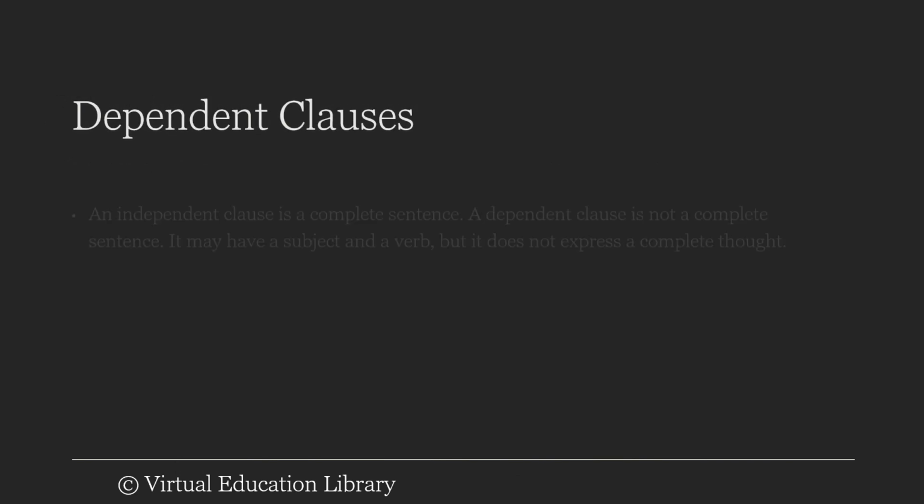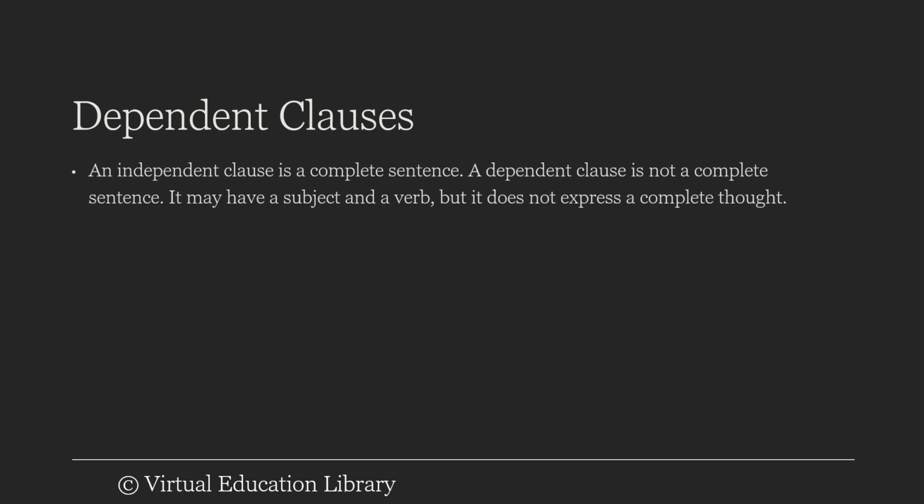Now, dependent clauses. An independent clause is a complete sentence. A dependent clause is not a complete sentence. It may have a subject and a verb, but it does not express a complete thought. That's why it is called a dependent clause.